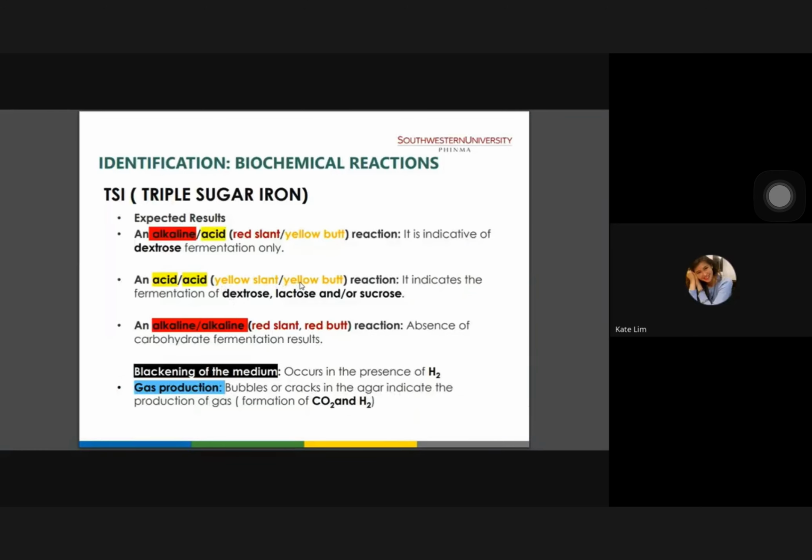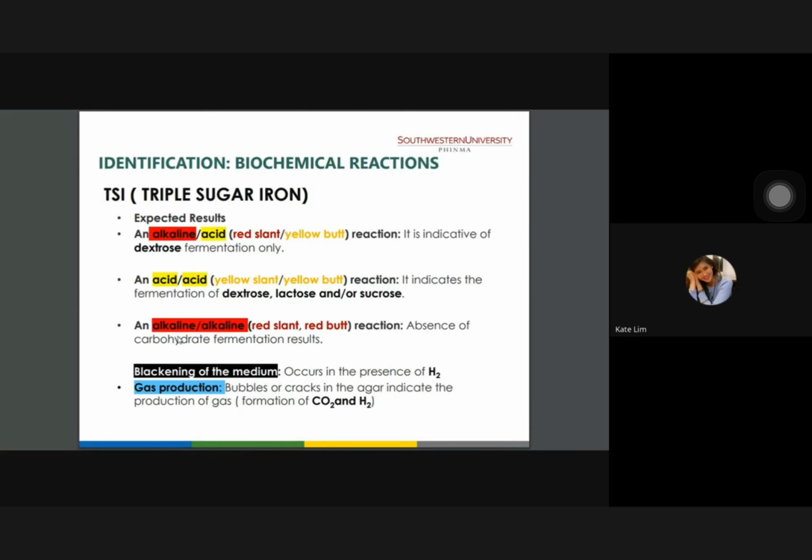The butt is yellow. This would tell you that all of the sugars are fermented, including glucose, lactose, and/or sucrose. How about if the slant is red and the butt is red? Meaning the whole tube is red. That would tell you there's no fermentation.